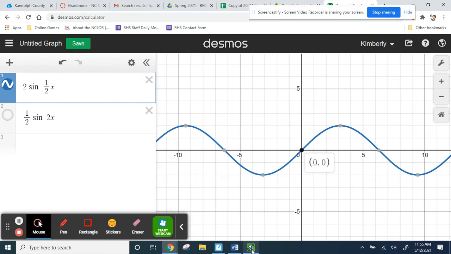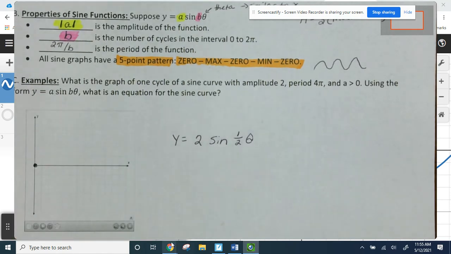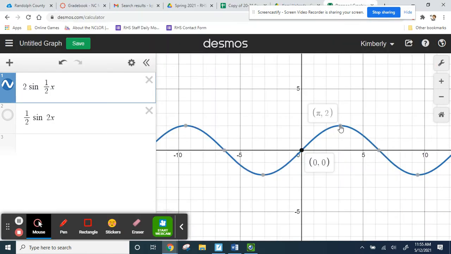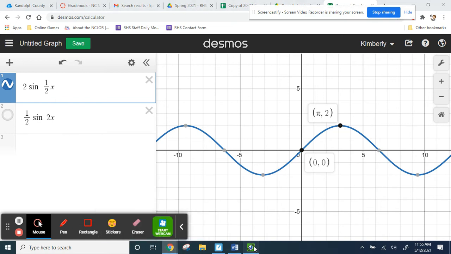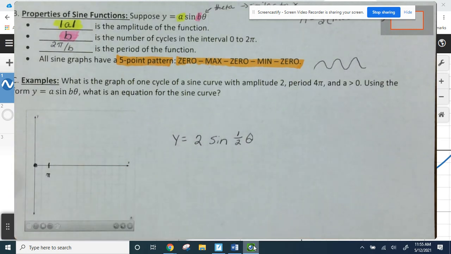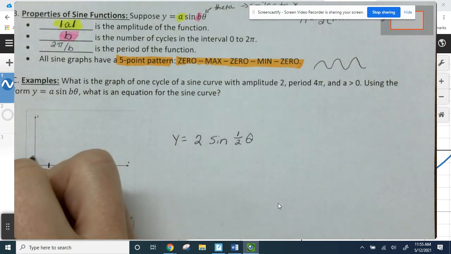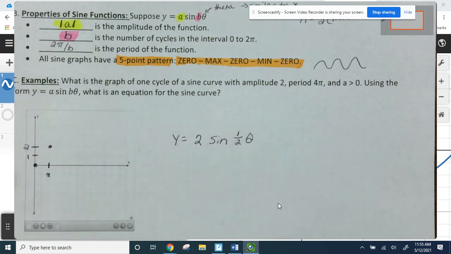All right, I'm going to come back to my graph, and I'm going to put the point 0, 0. Then I'm going to go back to Desmos and click this point. That point is pi and 2. So now on mine I'm going to label this line right here as pi. So that goes up to, what was it, 2? Yep. So if this is 1 and this is 2, this is going to go up to 2 there.